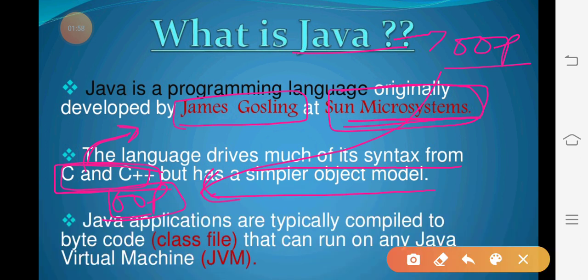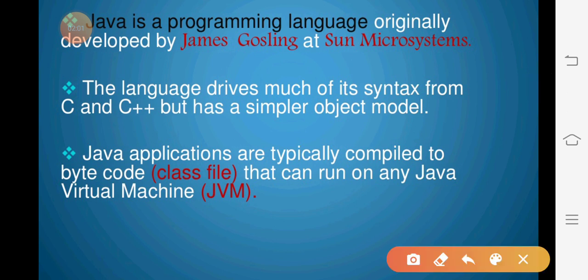Next, third point is Java applications are typically compiled to bytecode class files that can run on any Java virtual machine. It means when you write the Java programs, they will get compiled, and after compilation this will produce a class file, and this class file will get passed on further to the JVM machine for execution.